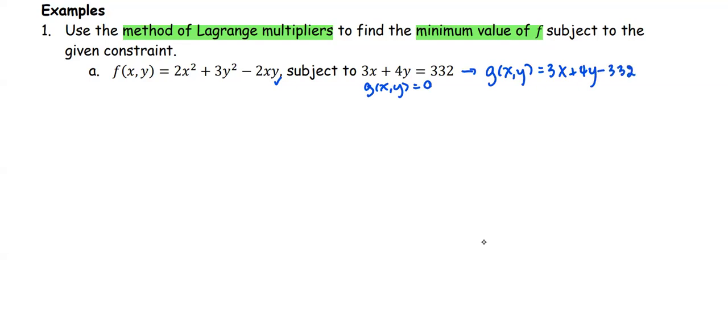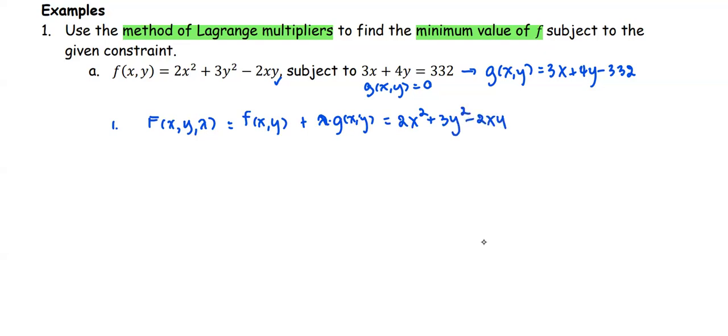And then let's start with step number 1. We're going to form the Lagrange function, the capital F as a function of x, y, and lambda, formed by f of x y plus lambda multiplied by g of x y. The function that we have is 2x squared plus 3y squared minus 2x y plus lambda multiplied by 3x plus 4y minus 332. Step number 2, we're going to find the first order partial derivative with respect to x, with respect to y, and with respect to lambda.